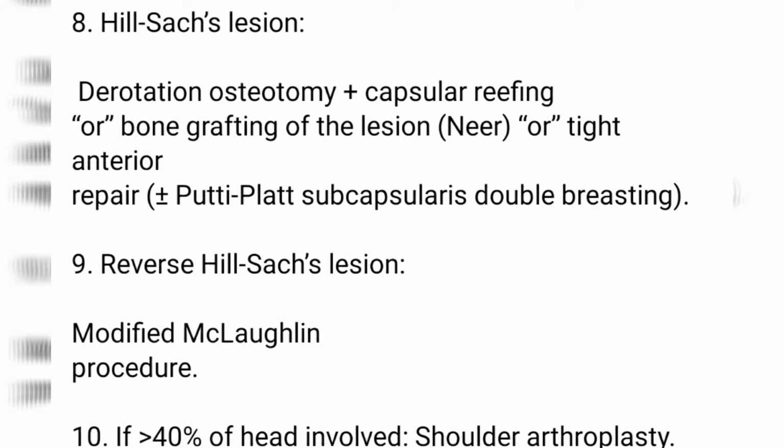In case of Hill-Sachs lesion, derotation osteotomy plus capsular reefing, or bone grafting of the lesion, or tight anterior repair is done. In case of reverse Hill-Sachs lesion, modified McLaughlin procedure is done. If more than 40% of the head is involved, then shoulder arthroplasty is done.